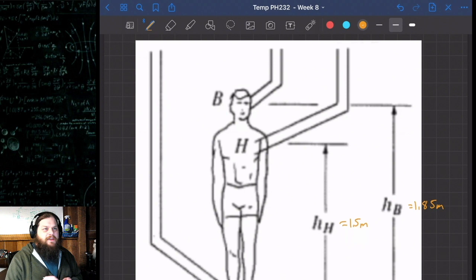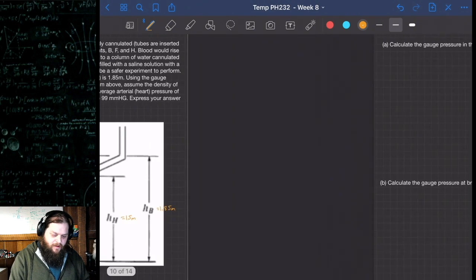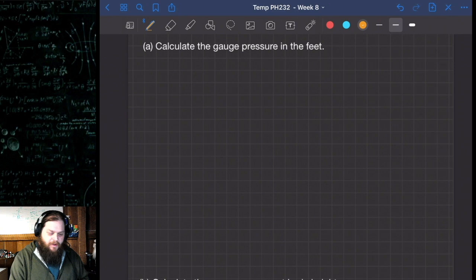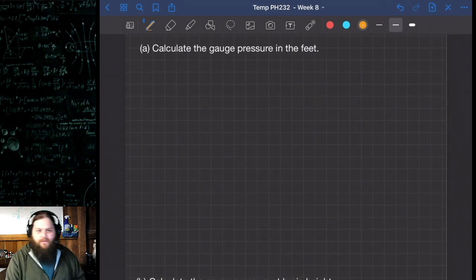And they want to know, using gauge pressure at heart height from the problem, assume the density of the blood is 1060 kilograms per meter cubed, and that the average arterial pressure of the heart of this individual has been measured to be 99 millimeters of mercury. Express your answer to 4 significant digits. So first we want to calculate the gauge pressure at the feet.